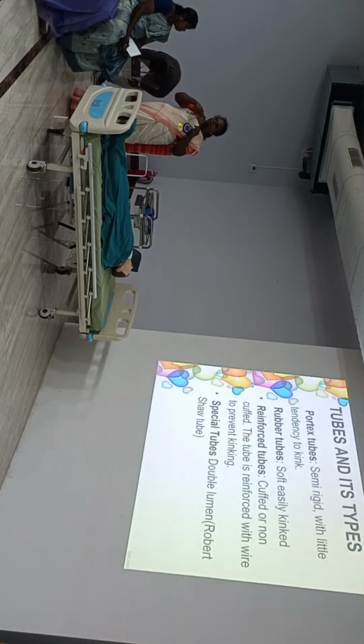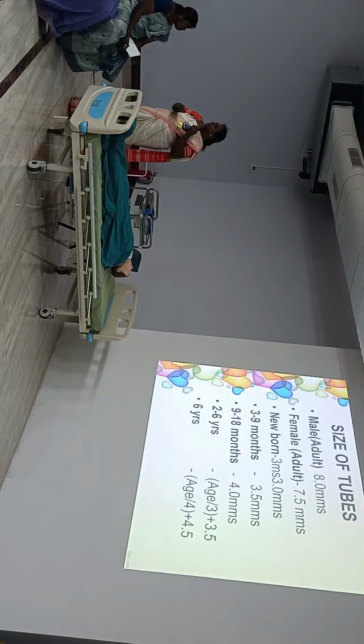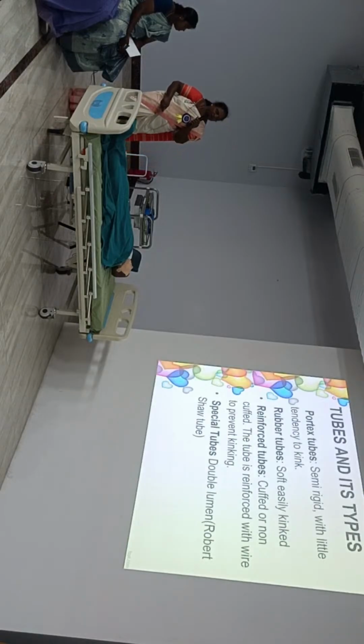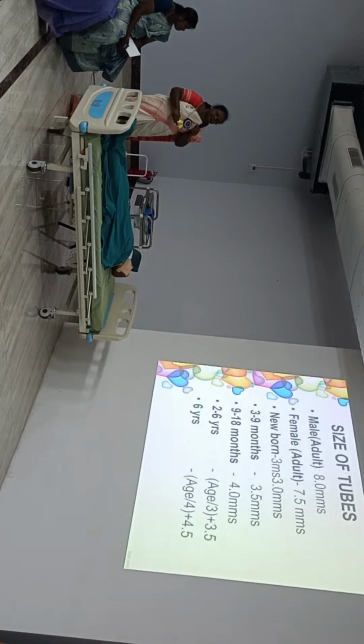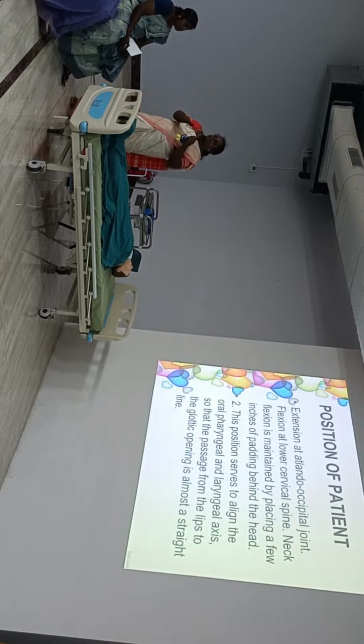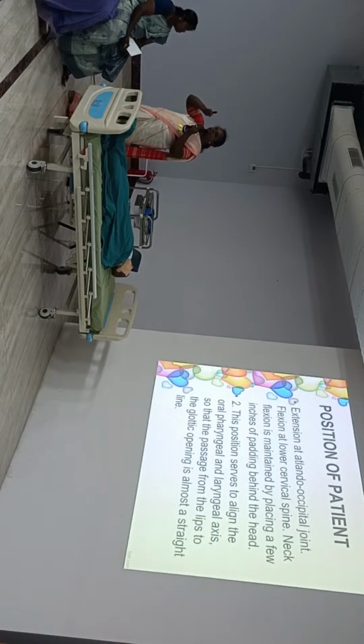And many types of tubes are there: vortex tubes, rubber tubes, reinforced tubes. Which type of tube are we using? Silicon tube or plastic tube? Silicon tubes. Size also already told. Then the position of the atlanto-occipital joint. So the chin lift maneuver, otherwise known as the atlanto-occipital joint. This is the chin lifting method.